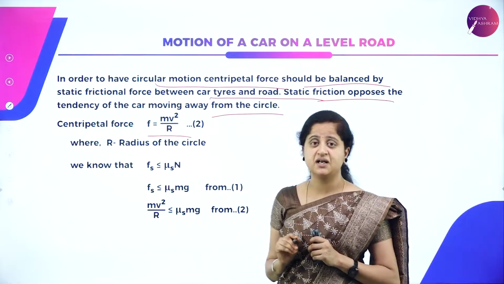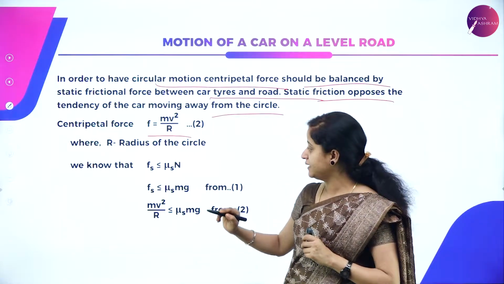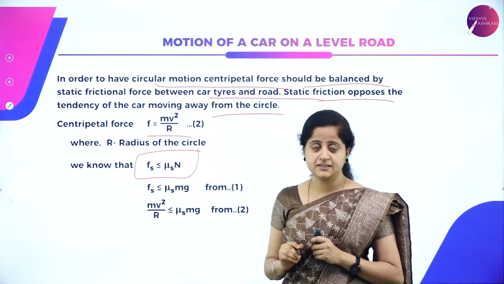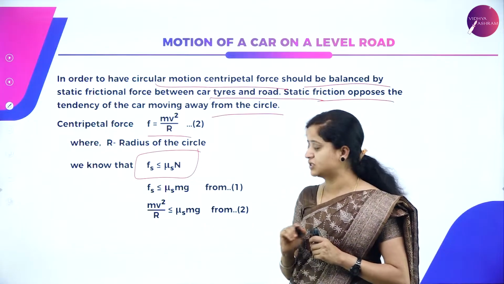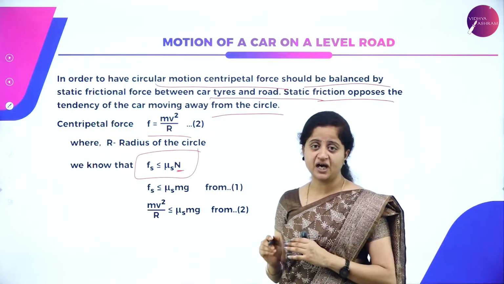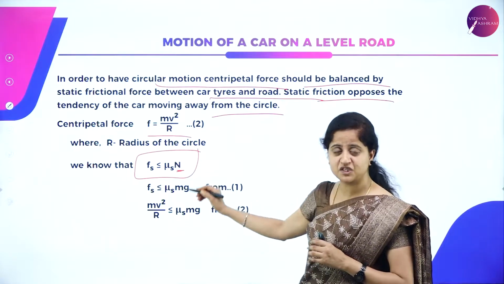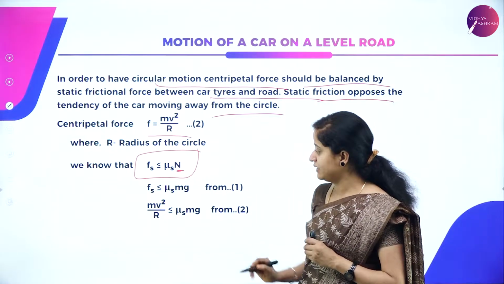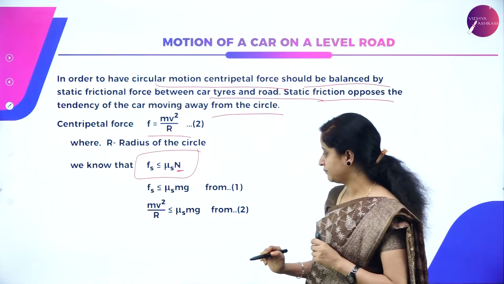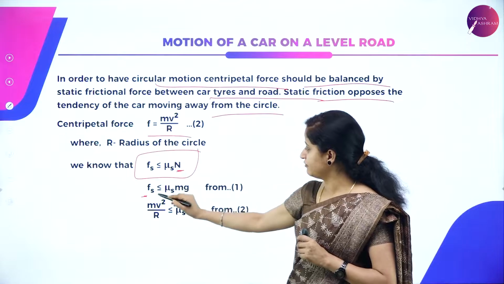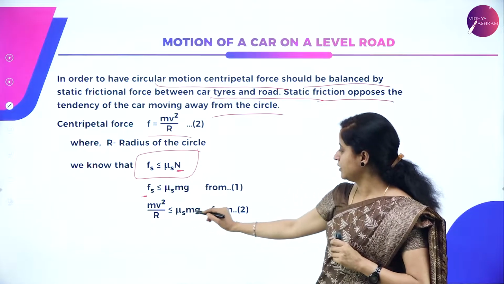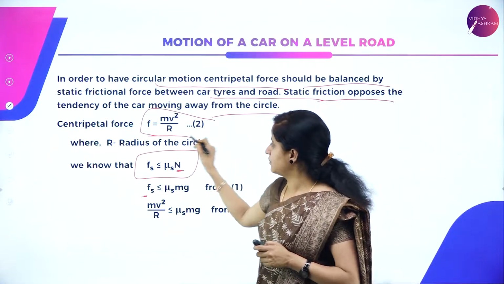Here in this expression, r is the radius of the circle, and we know from the laws of friction that the static frictional force Fs is less than or equal to mu s into N. But what is N? N is the normal reaction, which is equal to the weight of the car, that is mg. Substituting this, we get Fs is less than or equal to mu s into mg, from equation 1. Now substitute the value of F in the above equation, and we get mv square by r is less than or equal to mu s into mg, from equation 2.